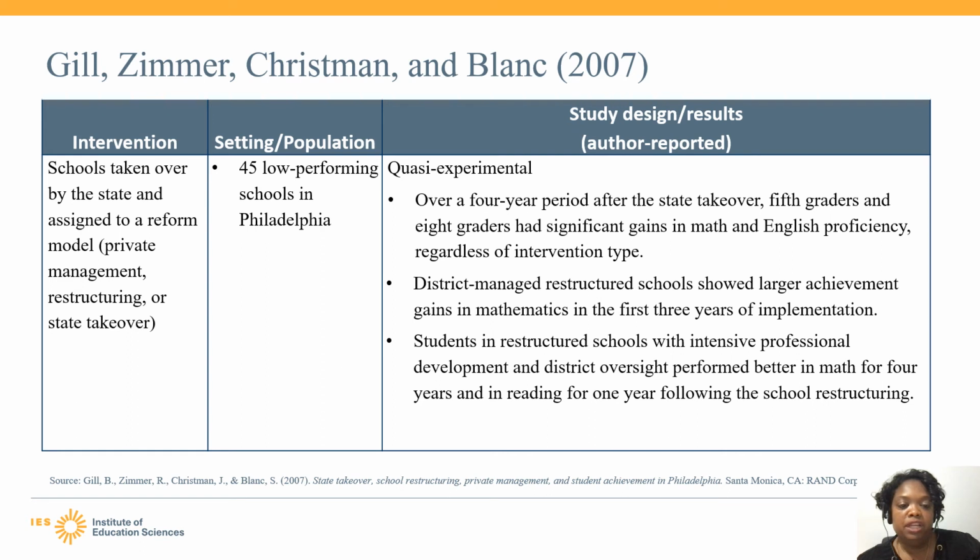The authors reported that over a 4-year period after the state takeover, 5th graders and 8th graders had significant gains in math and English proficiency, regardless of intervention type. District-managed restructured schools showed large achievements in mathematics in the first 3 years of implementation. Students in restructured schools with intensive professional development and district oversight performed better in math for 4 years and in reading for 1 year following the school's restructuring.